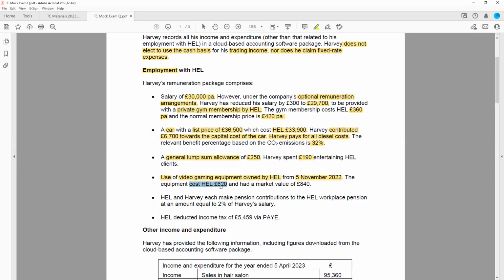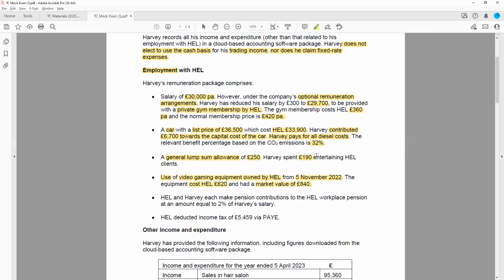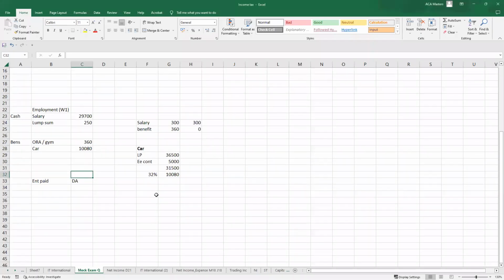The equipment cost HEL 620 and had a market value of 840. So private use assets, we do 20% times the market value or the rent if that's higher. So market value of 840, we're going to take 20%, but of course we've got some prorating. So for the tax year 22-23, obviously conveniently it's been given to him on the 5th of November. So he's been able to use it for November, December, January, February, and March. So therefore 5 months in total. So therefore we've got the private use asset.